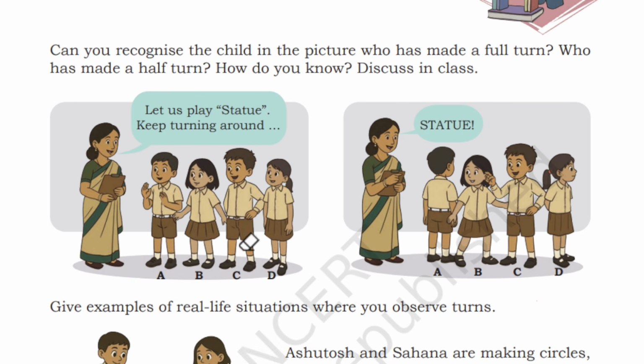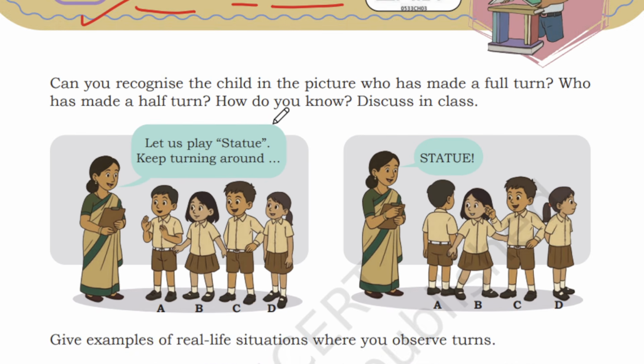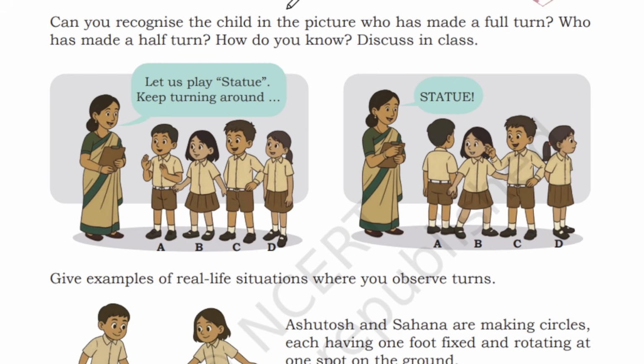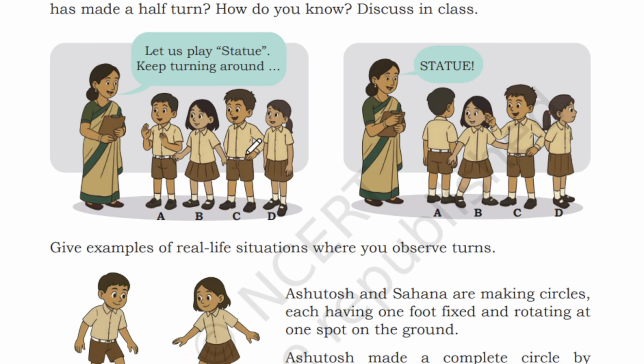Okay, so let's go into this lesson now. Angles as turns. Can you recognize the child in the picture who has made a full turn? Who has made a half turn? How do you know? Discuss in class.